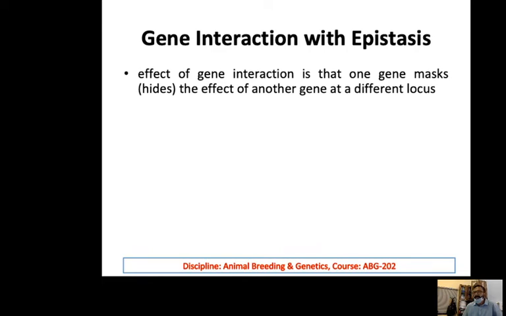So, by definition, the effect of gene interaction is that one gene masks or hides the effect of another gene at a different locus. So there are two different genes located on different loci, and one of them is going to affect the expression of the other gene or its effect. The one that is doing that, because of which the other gene is not being expressed, is the epistatic gene, and the one that is being suppressed is the hypostatic gene.